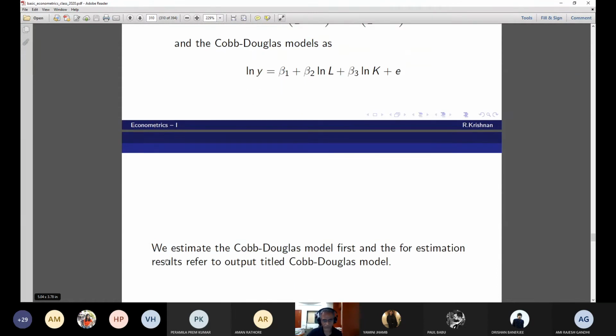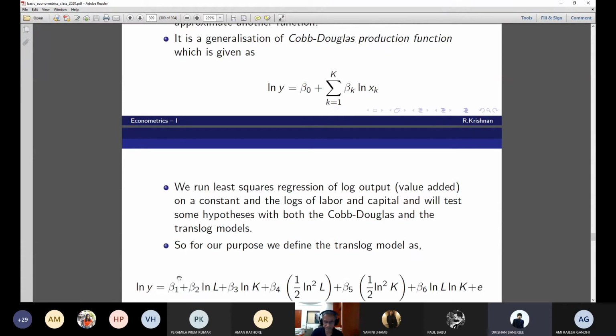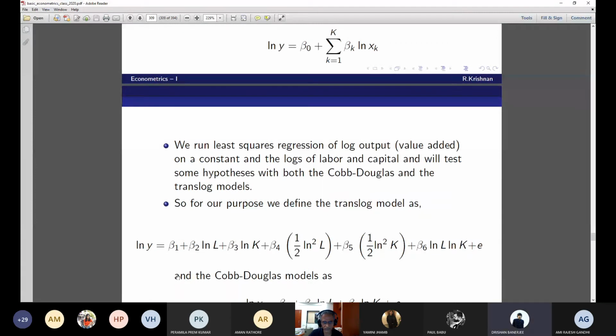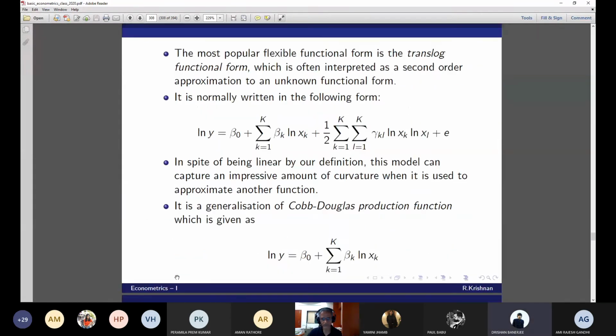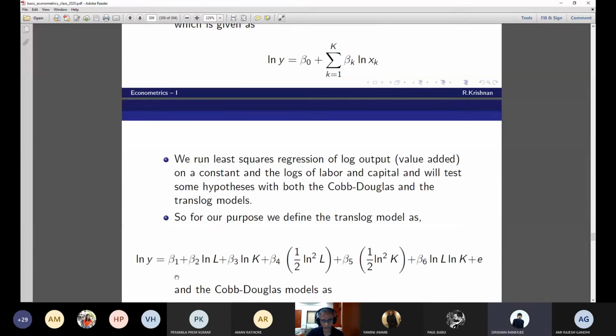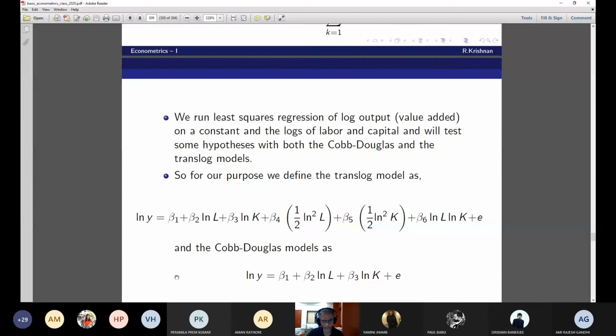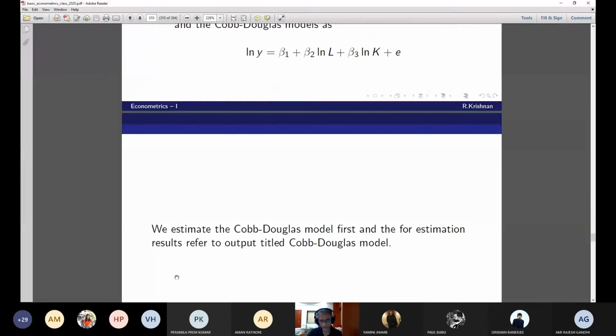Now you go to the output. You estimate the Cobb-Douglas model first. And for estimation results, refer to the output titled Cobb-Douglas model. Sir, can you scroll up 2 slides? Yeah, just a minute. Is this the one? No, this is the one. So the slide before. Okay, sir. So this is the model we are estimating for our purposes. And please refer to the results titled Cobb-Douglas model.